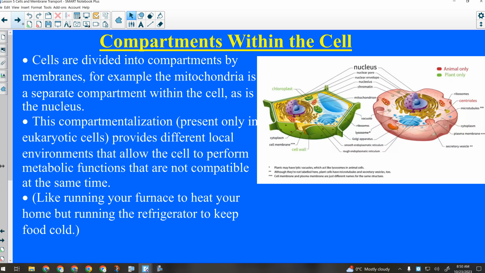Okay, compartmentalization, important term. Compartmentalization is present only in what we call eukaryotic cells.